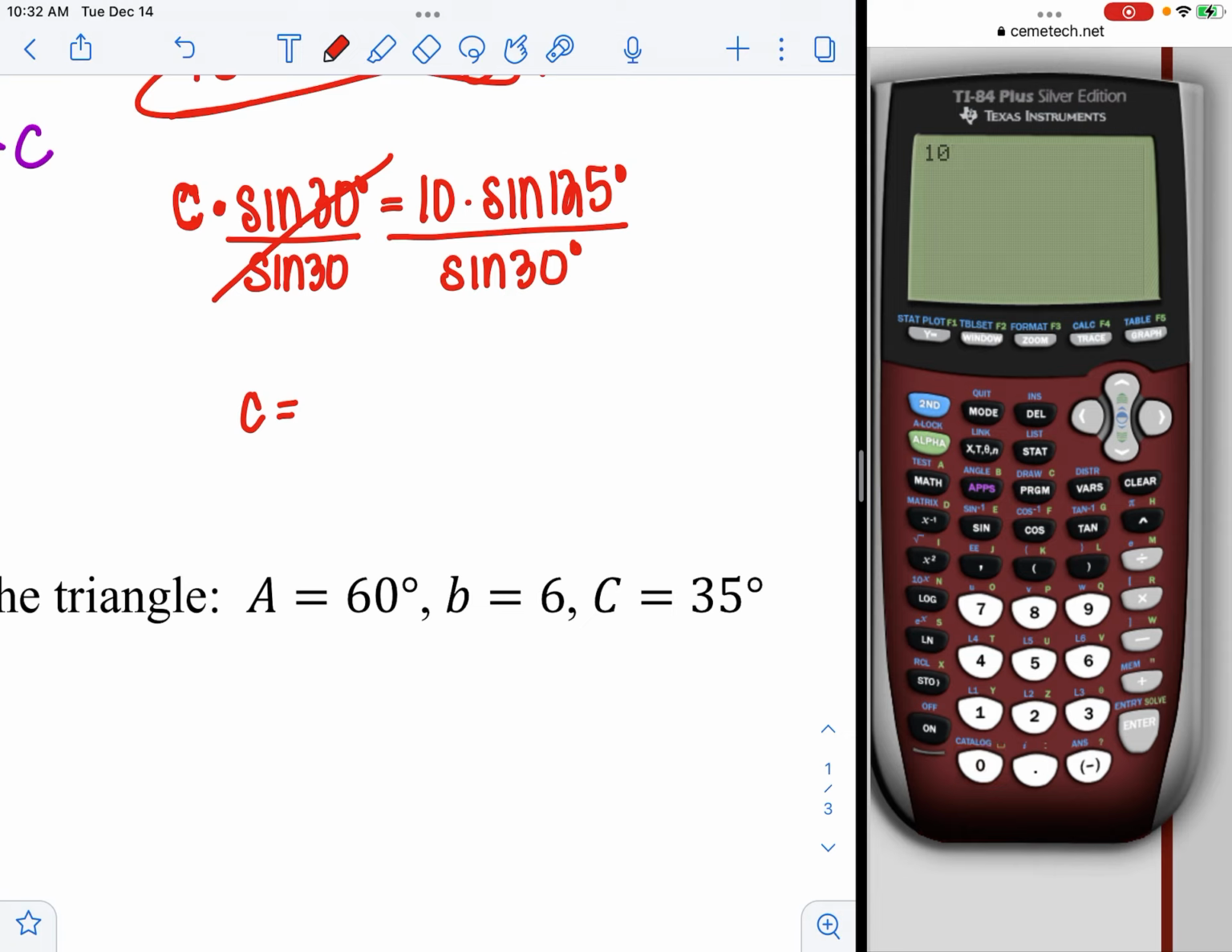I'm doing 10 times the sine of 125, and I need to close the parentheses on 125 since one opened before it. And then divided by sine of 30, and then notice the parenthesis opens before the 30, and I should close that. All right, we're going to round all answers to 3 decimal places. So this is 16.383 for side C.